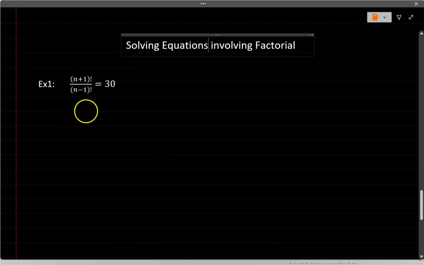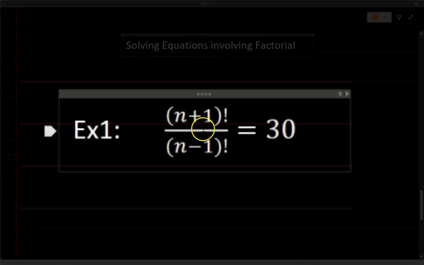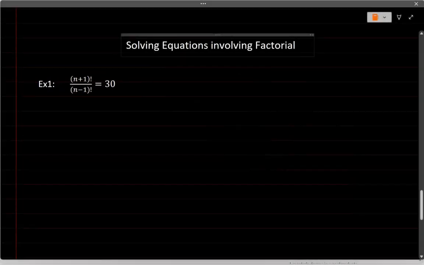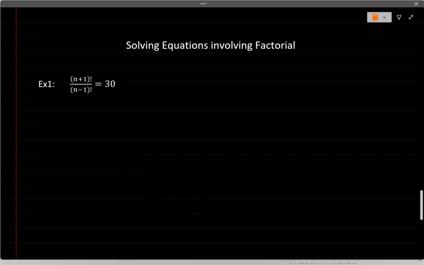All right, example one, we have this equation: (n plus 1) factorial divided by (n minus 1) factorial equals 30. The first thing we have to do is break down the larger value, and n plus 1 is bigger than n minus 1, so we're going to break that down. That becomes n plus 1 times n times (n minus 1) factorial, divided by (n minus 1) factorial.